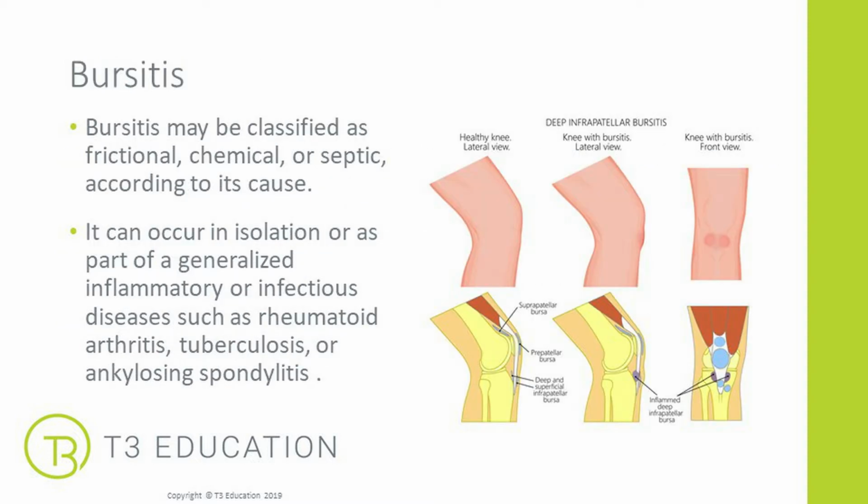Let's start with bursitis first of all. So bursitis may be classified as a frictional bursitis, where friction has irritated the bursa itself. Chemical or septic, where an infection has occurred within the bursa, creating that inflammation. It's something that can occur on its own, especially a frictional bursitis, or it can be part of a generalized inflammatory or infection. It can often be alongside conditions such as rheumatoid arthritis, tuberculosis, and also ankylosing spondylitis as well. So all of those inflammatory conditions, you may see bursitis alongside that.